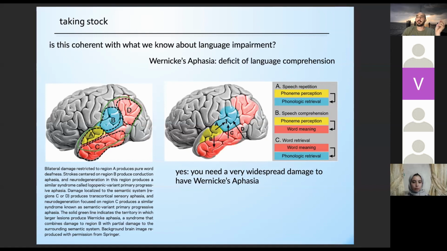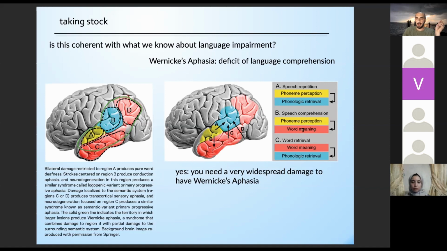not when you have a selective damage of Wernicke's area, considering Wernicke's area as this part of the superior temporal gyrus and this part of the supramarginal gyrus, which seems to be very specific for phonological processing. But you get Wernicke's aphasia when you get a widespread damage, including all these areas circled in green.